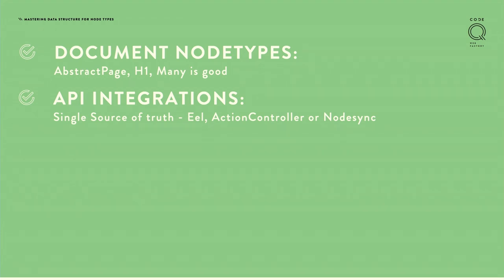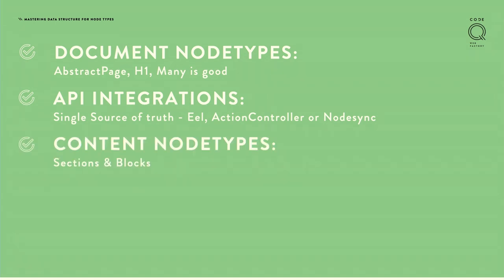We talked shortly about API integrations, with the biggest point that there should always be a single source of truth, and that you have different approaches to get the data. You can use EEL helpers, you can use action controllers, or you can sync the nodes in your system.